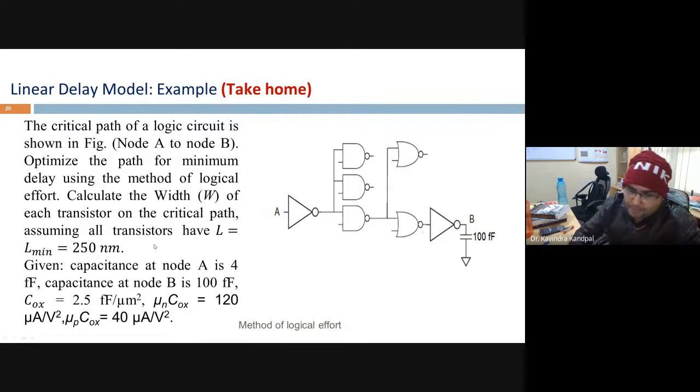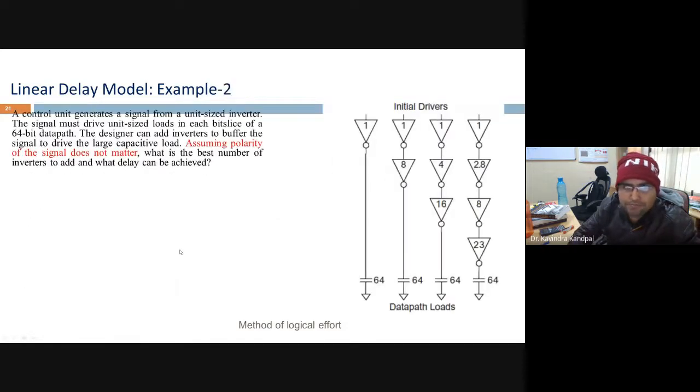Okay, but let me begin with some interesting problem. Can you read this? Yes, sir. A control unit generates a signal from a unit size inverter. Let's say this is a control unit, this particular one. The signal must drive unit size loads in each bit slice of a 64-bit data path. Let's say each data path gives you 1 unit of capacitance. Then a 64-bit data path will give you 64 units of capacitance. You're getting my point?